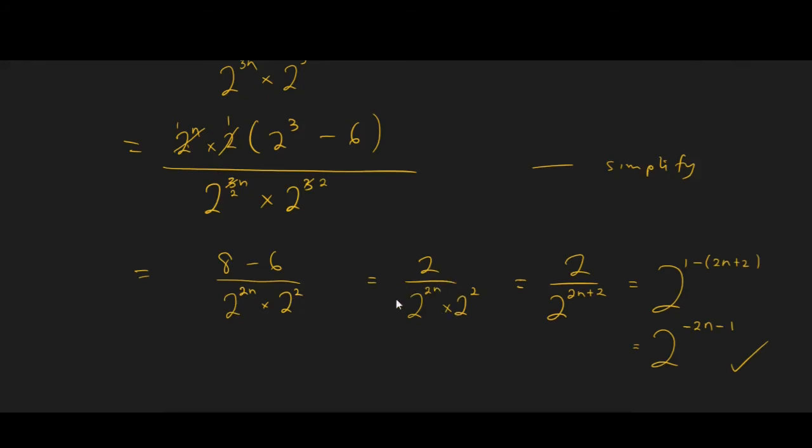Now we realize that the numerator gives us 2. Therefore, we have all our bases the same. Hence, we can go ahead and then apply the quotient law to this rational expression. And we'll get 2 raised to the power 1 minus, into brackets, 2n plus 2, which will give us minus 2n minus 1 as the power of 2.